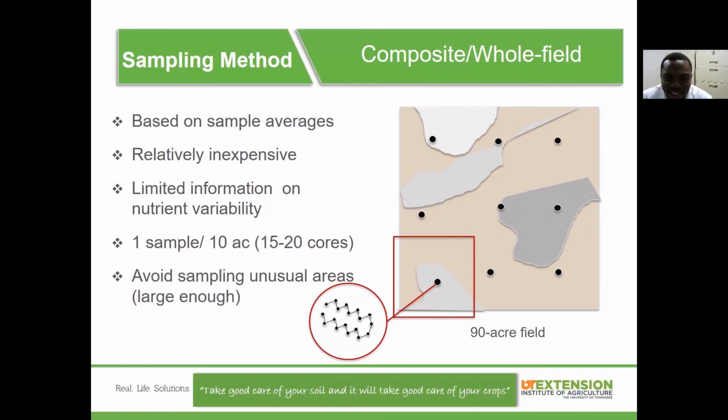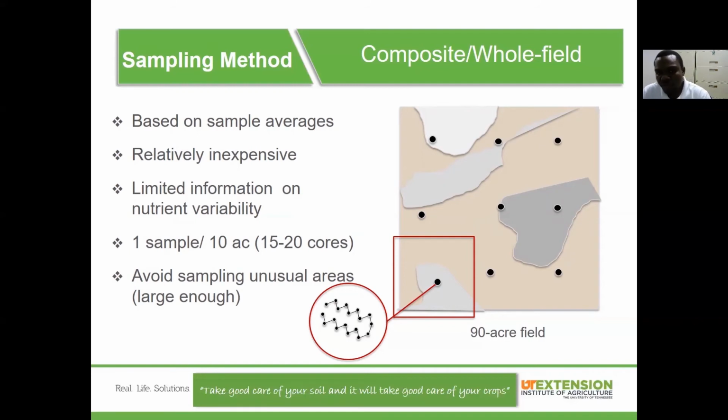On the plus side, this method is relatively cheap because you collect very few samples and you spend way less time doing that. But on the minus, it doesn't provide a whole lot of information on nutrient variability. With whole fields, it's recommended that you collect at least one sample per 10-acre field. In Tennessee, that is the recommendation. And within each sample point, you need to collect at least 15 sub-samples.